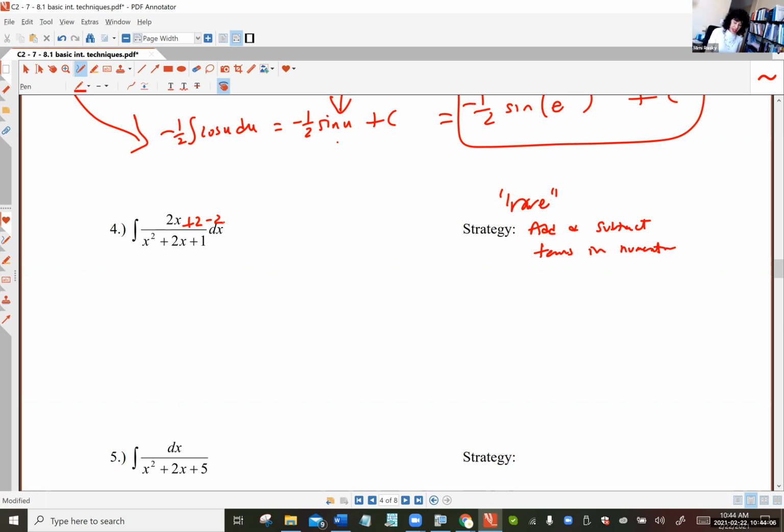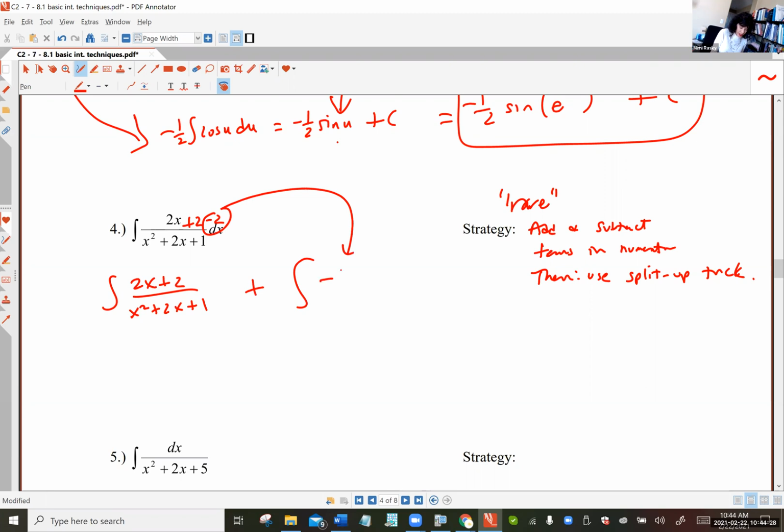Then you use the split up trick. Not really a trick, but you know what I mean. Split the fraction into 2 fractions. So what do I mean? You're going to have the 2x plus 2 all over x squared plus 2x plus 1, plus the other guy here, the -2 all over x squared plus 2x plus 1. You're going to integrate these separately, okay?